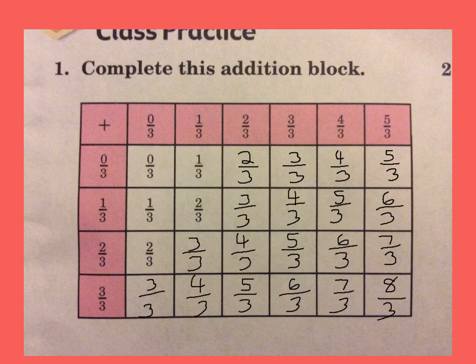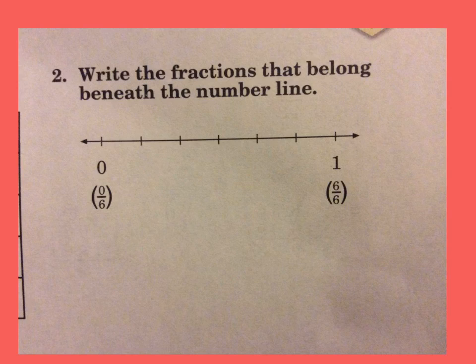Okay, now we'll look at number 2. We're supposed to write the fractions that belong beneath the number line. They've already done 0/6 for 0. We're going to do 1/6 right here, then 2/6, 3/6, 4/6, and 5/6. They've already done 6/6, and they've shown that 6/6 equals 1.